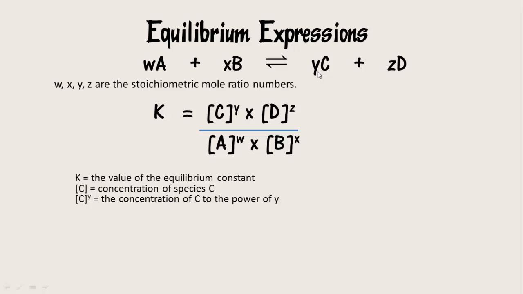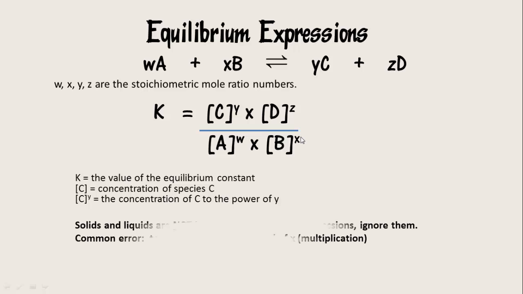Y is its stoichiometric mole ratio number, multiplied by the concentration of D raised to the power of Z, divided by the concentration of A to the power of W multiplied by the concentration of B to the power of X. We need to be really careful though. We've got two terms in our denominator. They need to be combined. So in your calculator you'll need to use brackets or do this part separately.